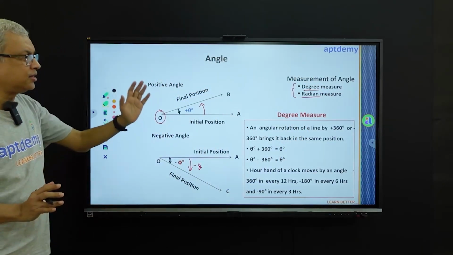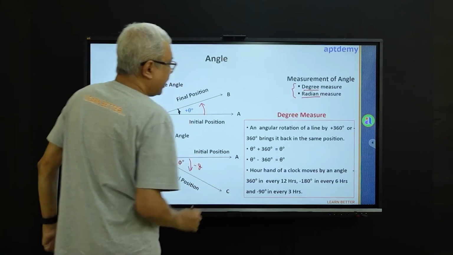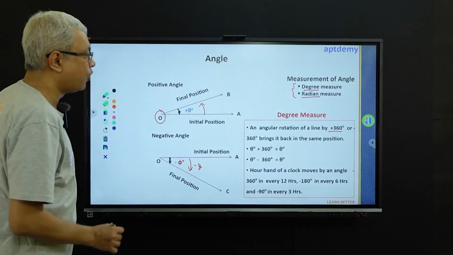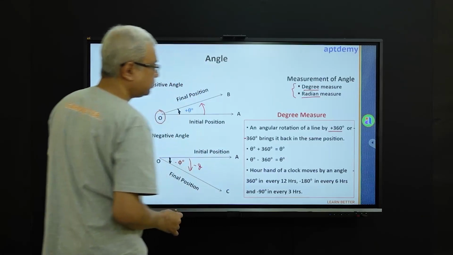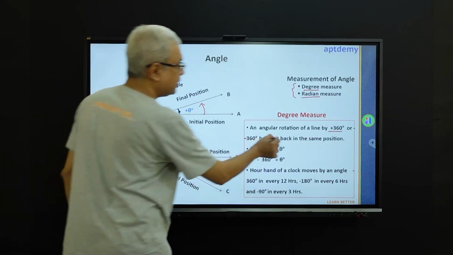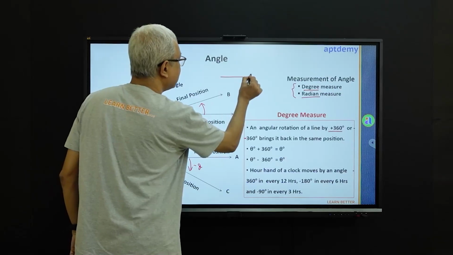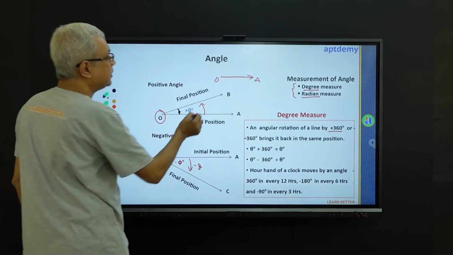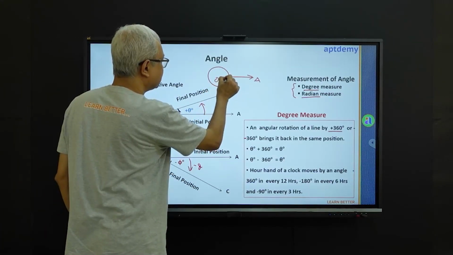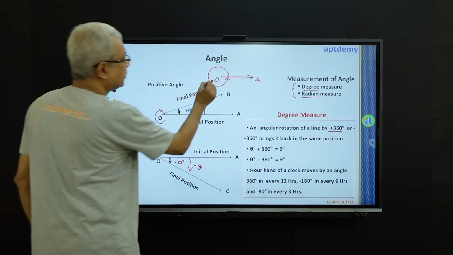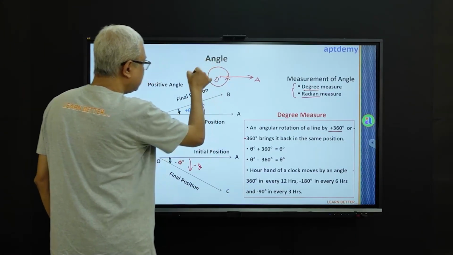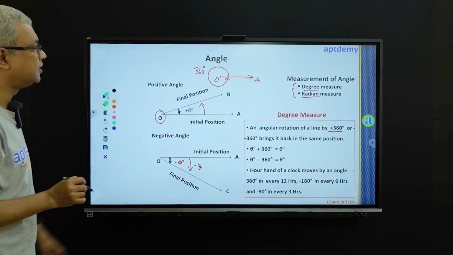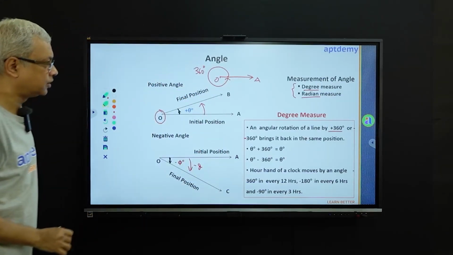You know more or less what is degree and what is radian. Just a recapitulation. An angular rotation of a line by plus 360 degree or negative 360 degree brings it back in the same position. That means OA is the line, and 360 degree rotation brings back the line in the same position. So 360 degree is the angle. If the line rotates by 360 degree, it comes back to its original position.